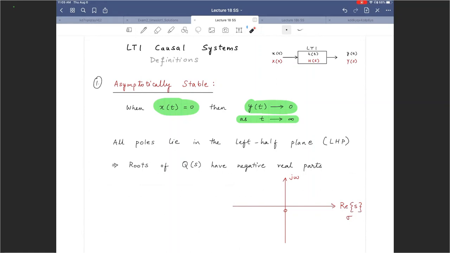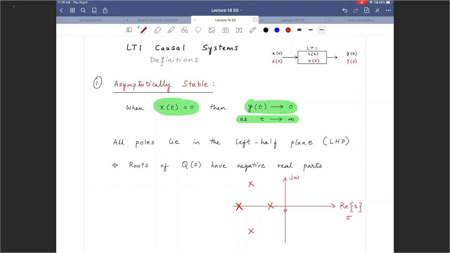How does that look like? Well, if I sketch the poles, one possibility is poles are here. The other possibility is poles are here. Poles always appear as complex conjugates of each other. So you will have those. Or poles might be here and here, two of them at the same point. But if you have poles on the left side, completely on the left side, excluding the j omega axis.